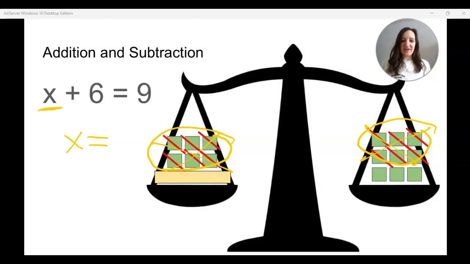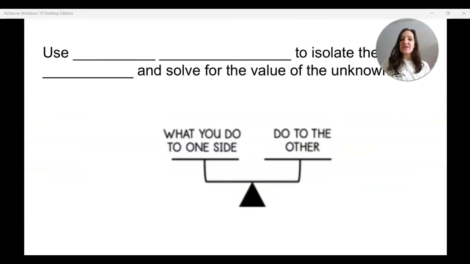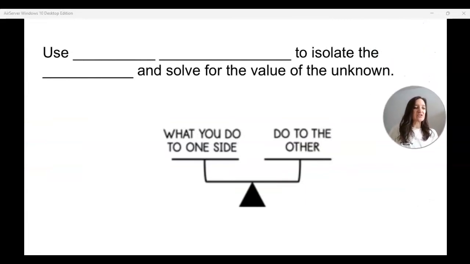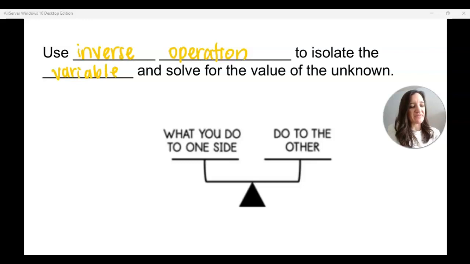But now we have x by itself, and we know that that is equal to 1, 2, 3 on the other side. So that's what we've modeled and we've seen. Today we're going to go beyond the model and just look at equations algebraically and solve them with the equation in front of us, not using a balance. What we need to remember, though, is that we are going to use inverse operations to isolate the variable and figure out the value of that unknown.